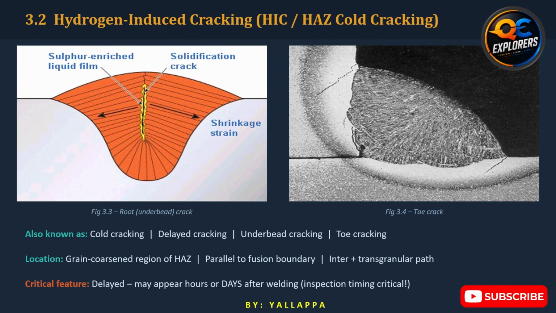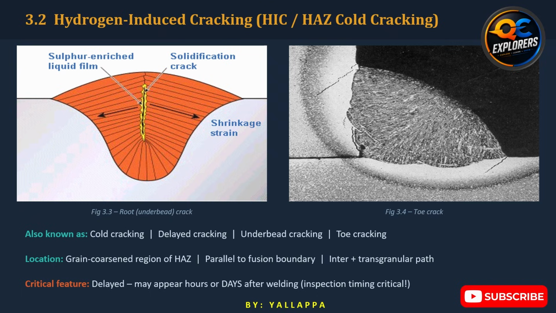The word delayed is particularly important. Unlike some welding imperfections that are visible immediately after welding, hydrogen-induced cracking can develop after welding has been completed. It may appear minutes, hours, or even days later. The crack commonly occurs in the grain-coarsened region of the heat-affected zone and may run approximately parallel to the fusion boundary. The slide illustrates two important forms. The first is a root or underbead crack. The second is a toe crack, which initiates around the weld toe where stress concentration is already high.